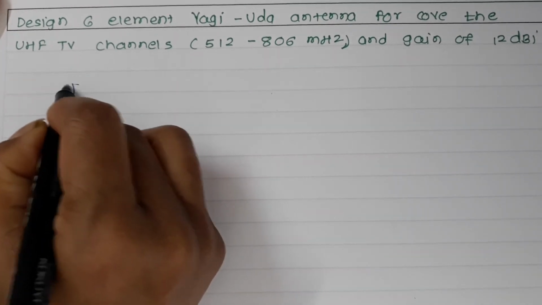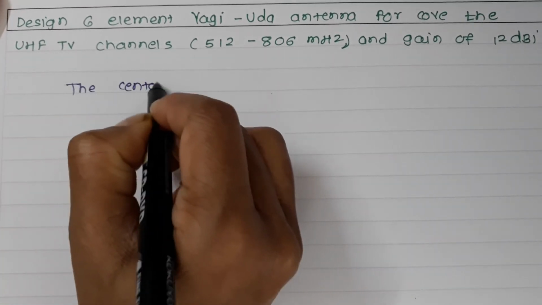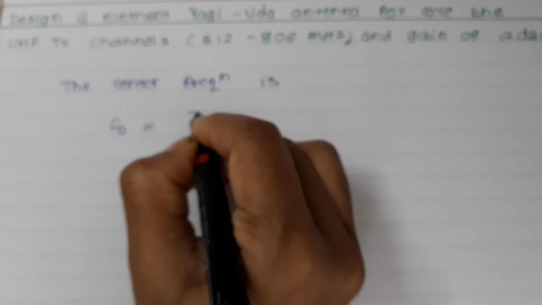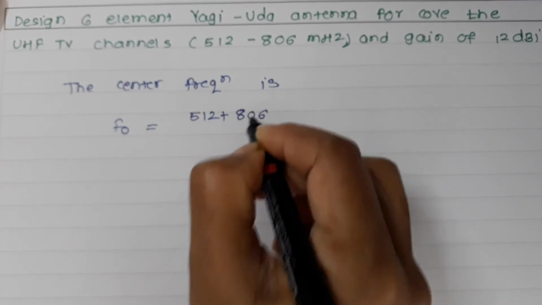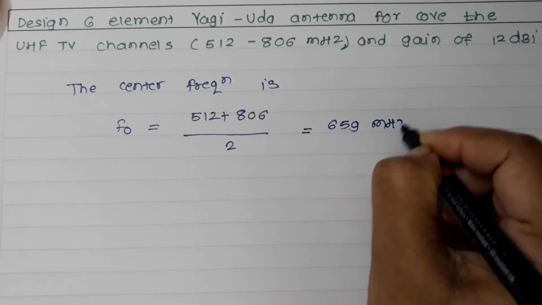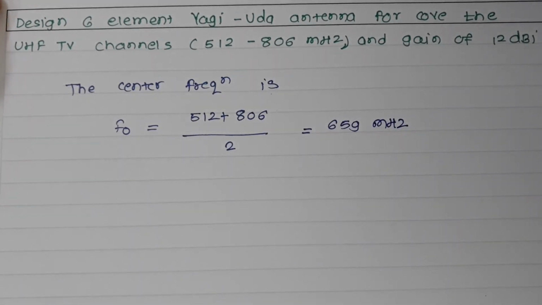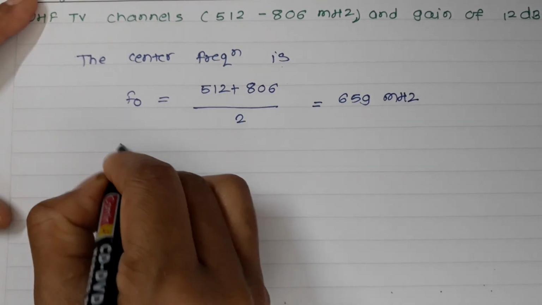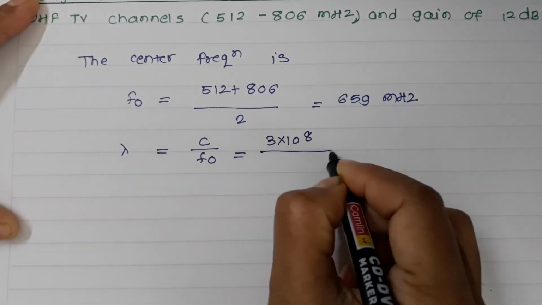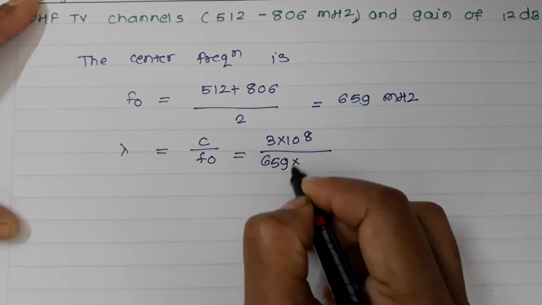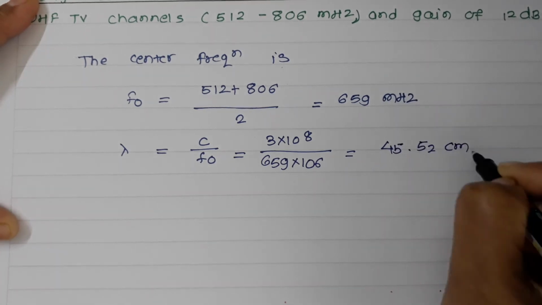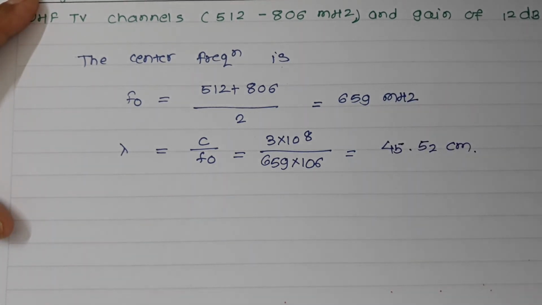So the center frequency here is F0 equals 512 plus 806 divided by 2, which is 659 megahertz. Here for this you need to calculate the lambda. So lambda is equal to C by F0, which is 3 into 10 raised to 8 divided by 659 into 10 raised to 6. Now it comes to 45.52 centimeters. Now as we have the lambda, you can calculate the other things.